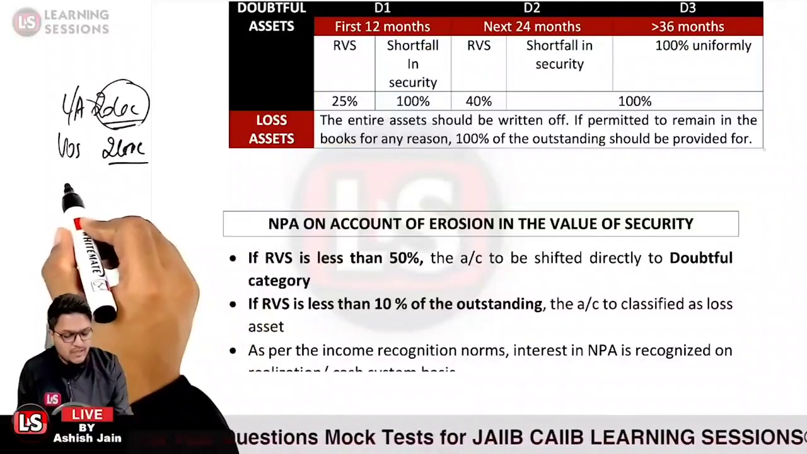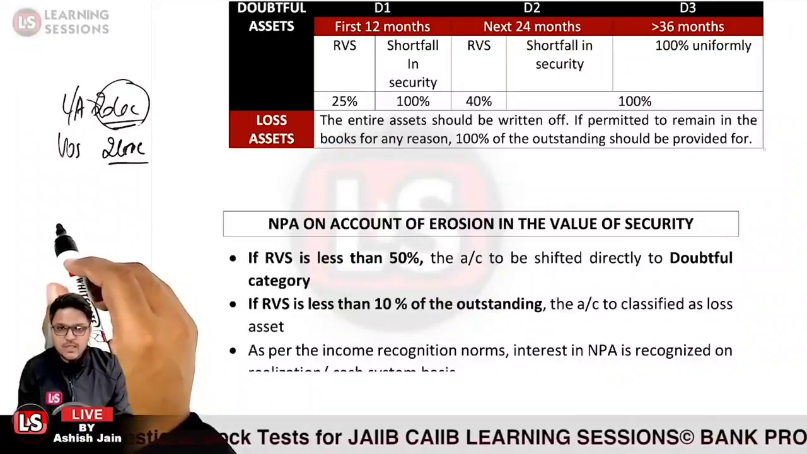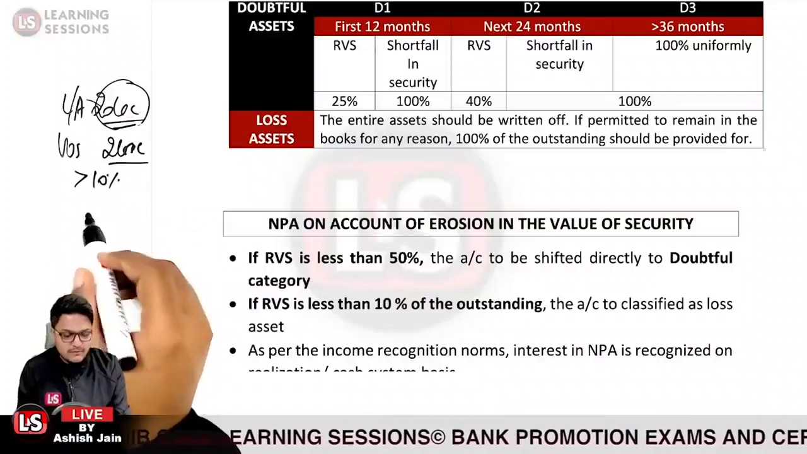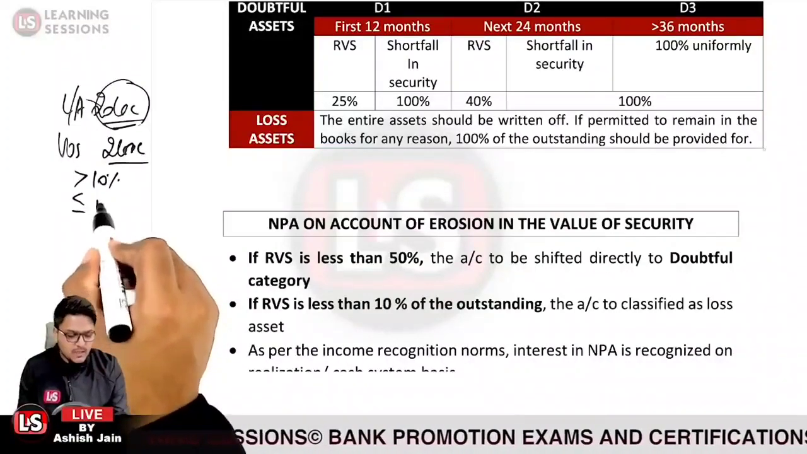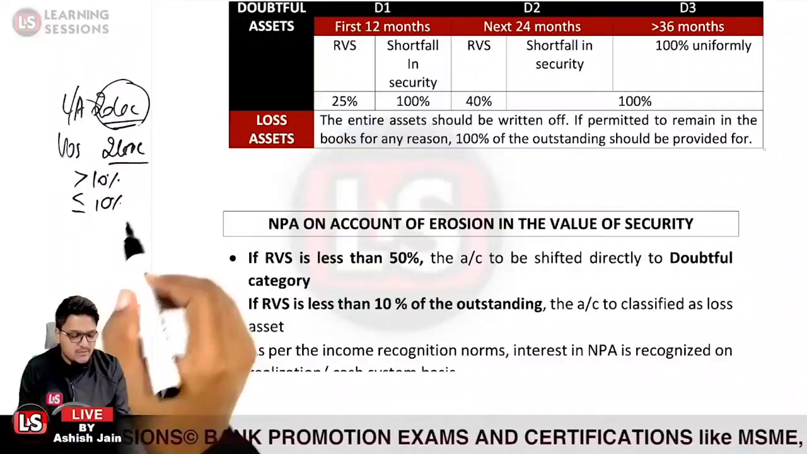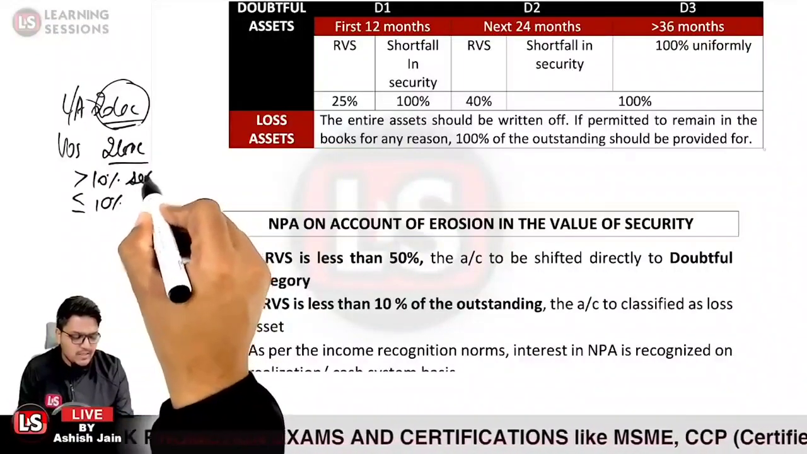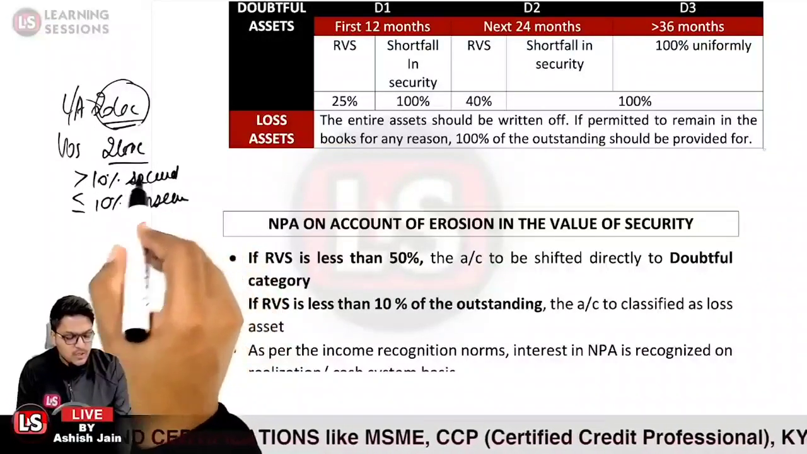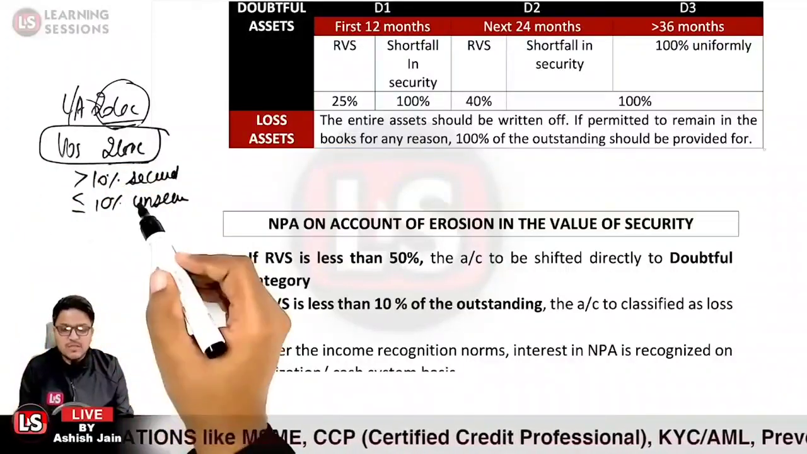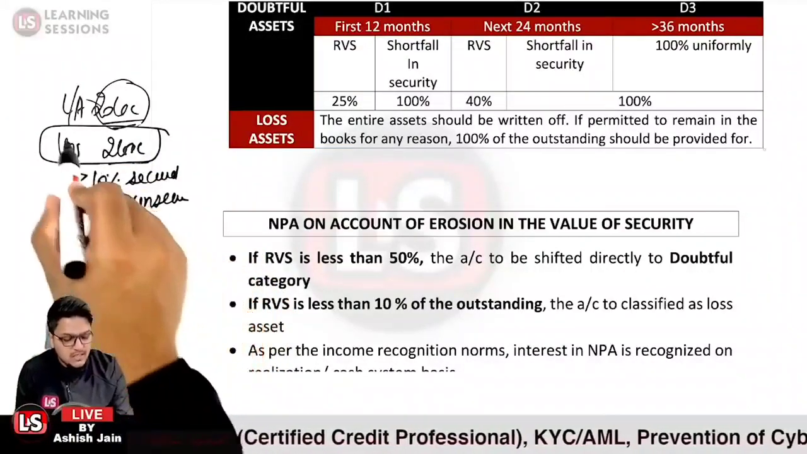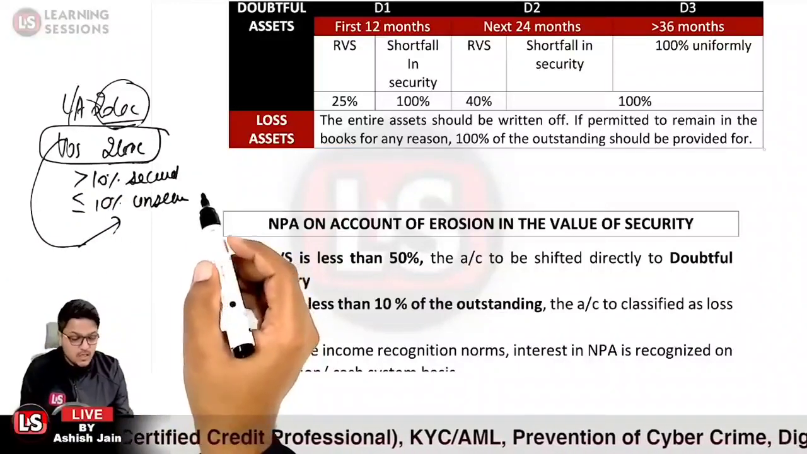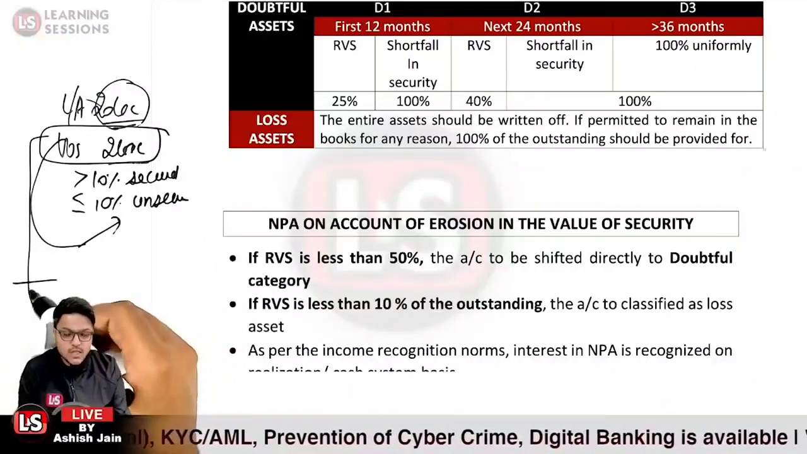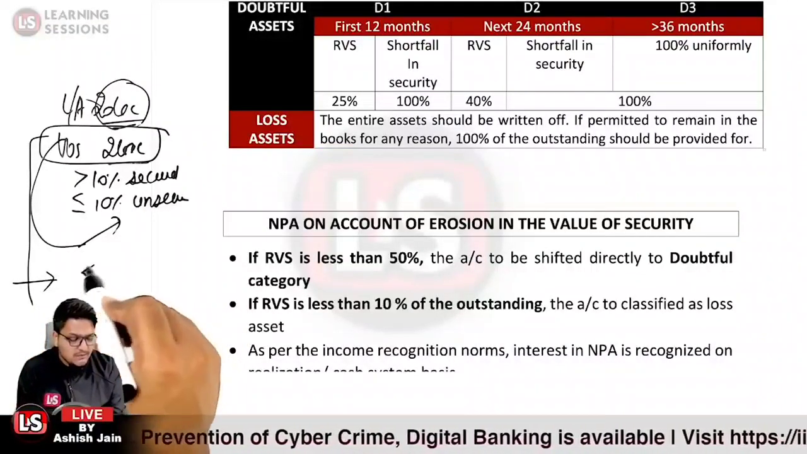I told you that at the time of the sanction, if the value of security is greater than 10%, it is a secured loan. And if it is lesser than or equal to 10%, it is an unsecured loan. So if the value of security at the time of sanction is 10% of the amount so sanctioned, it is an unsecured advance. Now let us take the case that there is erosion in the value of the security, and the value of security is lesser than 50%.